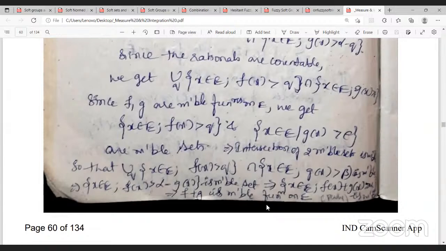Next, take f square first. Write this set: x belongs to E such that f square of x greater than alpha. If alpha less than 0, it equals E, because f square is always positive. All terms become the same: x belongs to E such that f of x greater than root alpha.